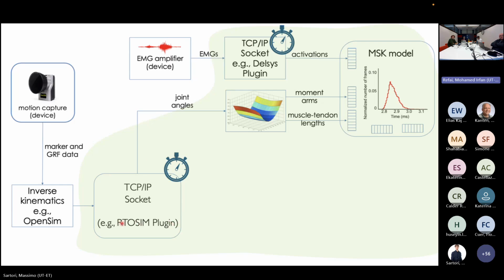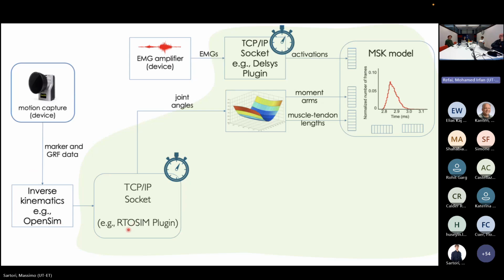So plugins are essentially TCP/IP sockets that are open, and they listen to data coming in from external devices. You can have, for example, a plugin that communicates with an EMG amplifier. For example, we have a Delsys plugin that can communicate with Delsys EMG systems. This plugin listens for EMG data coming into TCP/IP or into a UDP port. But you can also have a plugin that listens to data coming in from a motion capture system, right? So the EMG provides EMG information, and the motion capture system provides joint angles.